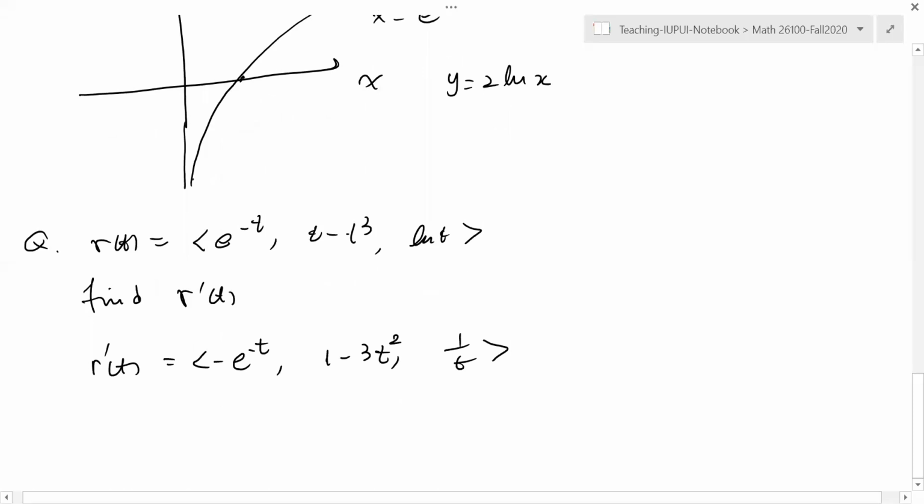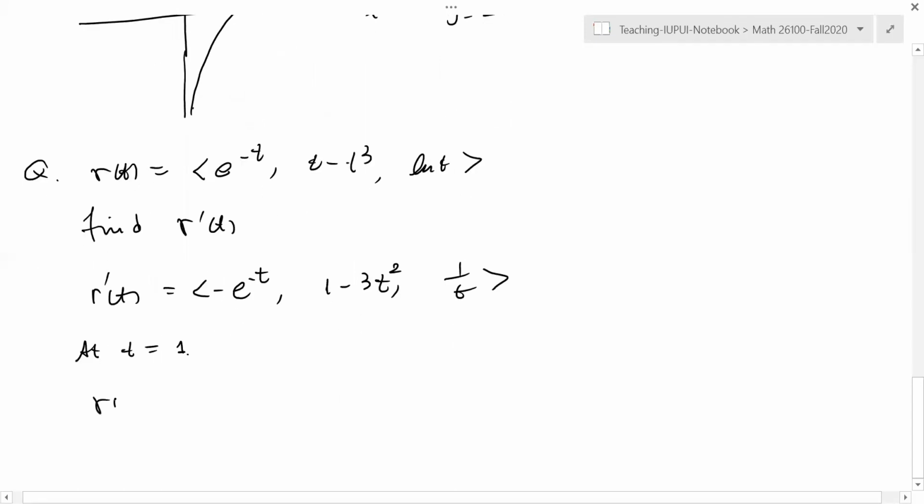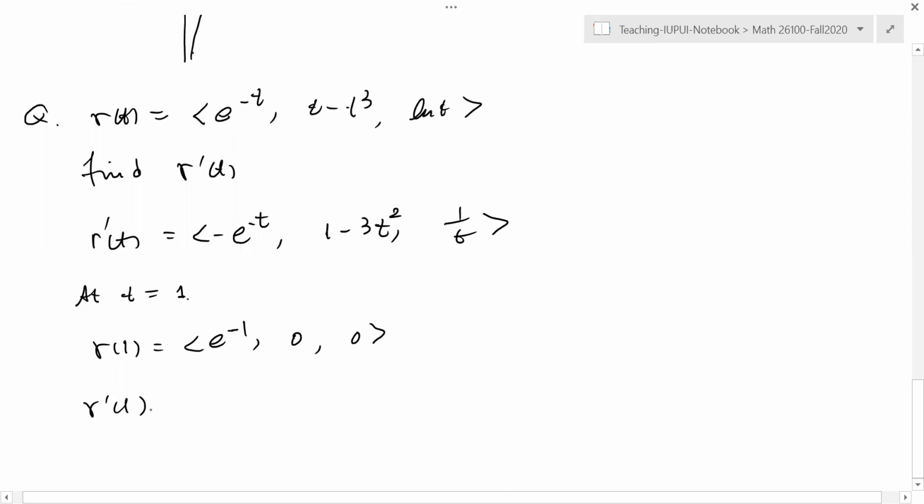This is clearly defined for t greater than 0, because natural log of t is not defined for t less than or equal to 0. It's not easy to draw the graph. So we can also take a look at when t equals 1. T cannot be 0, right? Then r of 1 is going to be e to the negative 1, 1 minus 1 squared is 0, and natural log of 1 is also 0. So this is a special point. And the derivative at 1 is negative e to the negative 1, negative 2, and 1.